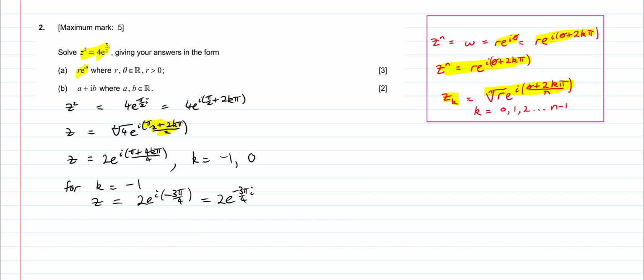So that's one of the roots, and the other one's going to be for k equal to 0, where we're just going to get z is equal to 2 times e to the i pi over 4. We can write it like that if we want, doesn't really matter. Okay, so there are our two solutions there. If you took k is equal to 0 and 1, then if you plugged in k is equal to 1, you'll get 5 pi over 4. Okay, so that is question 2a.